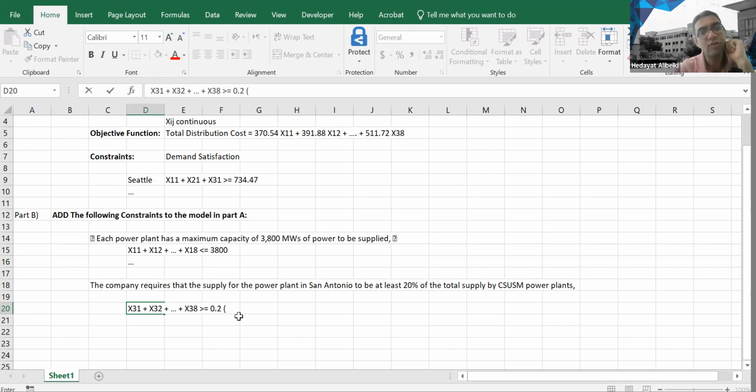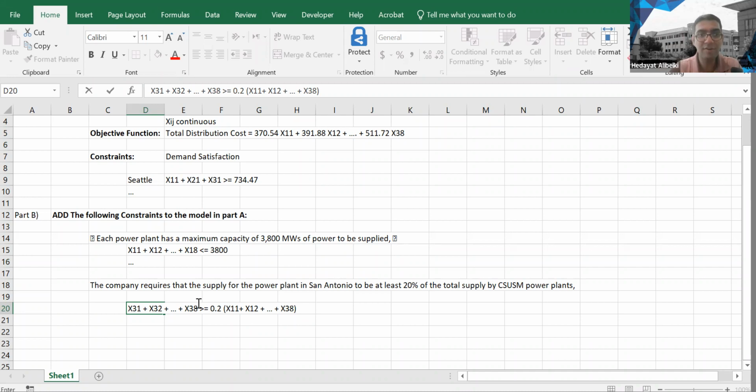And also, just to be safe, I would actually use all the decision variables. When it says total supply, X11 is the supply from origin 1 to destination 1. Now, if you do X11 plus X12 plus X13 plus X18 plus X21 plus X22 plus X23 plus X28 plus X31 plus X32, and so on, all the way to X38, that would be the total supply. But yeah, you got it.